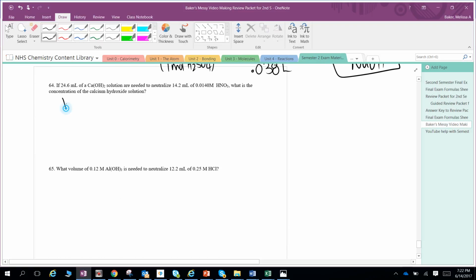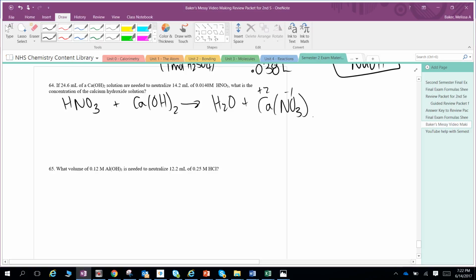So for number 64, it's just a different acid, HNO3, plus the base this time is calcium hydroxide. We know we make water. We know we're making whatever else is left over, which in this case is the Ca(NO3)2. So I need a couple of 2's to balance. Write what you know underneath each, dividing those milliliters by 1,000. 0.0246 liters of a question mark molarity base.